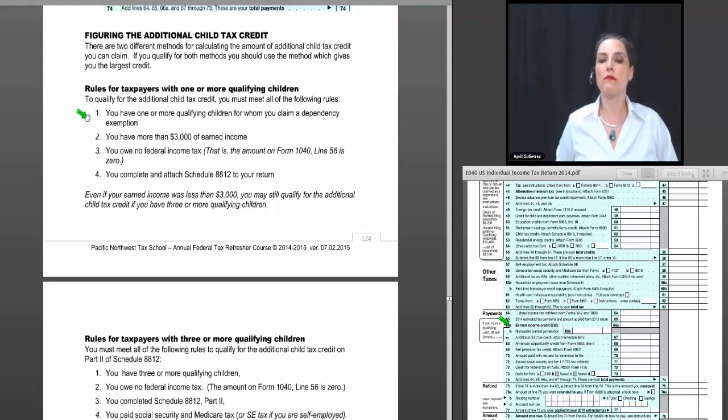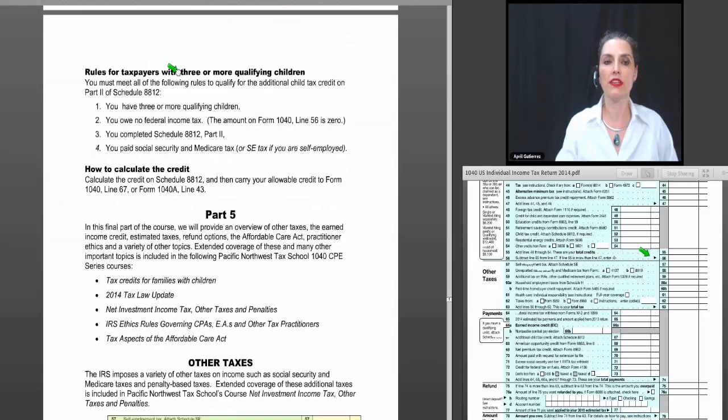You have one or more qualifying children for whom you claim a dependency exemption. You have more than $3,000 of earned income. You have no federal income tax liability showing on line 56 of your federal return. In other words, line 56 is 0, and you complete and attach Schedule 8812 to your return. Now, even if your earned income was less than $3,000, you may still qualify for the additional child tax credit if you have 3 or more children. And if that's the case, these rules apply to you.